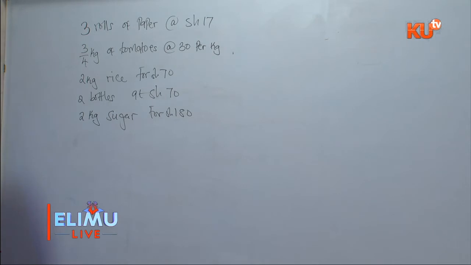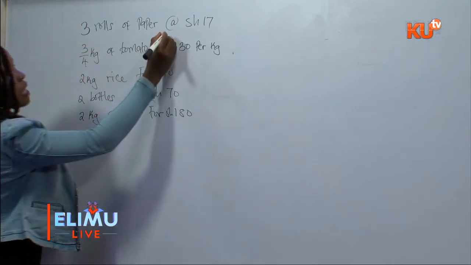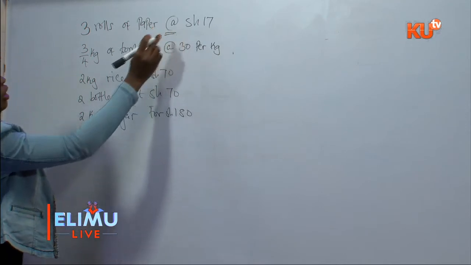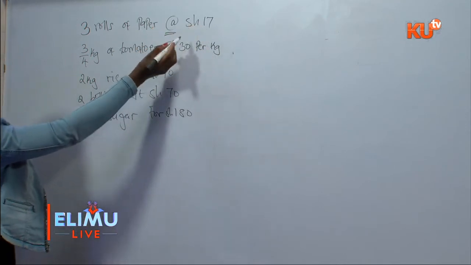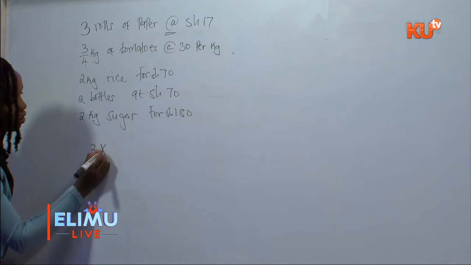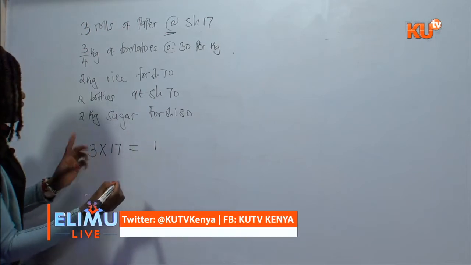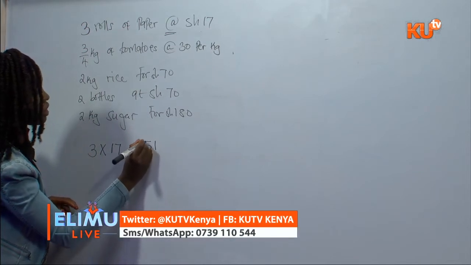So we look at the first thing, 3 rolls of paper at 17 shillings. This at here means each roll costed 17 shillings. So we take 17 times 3. The number of rolls, there were 3, times the cost of 1 roll. We get 21 carry 2, 51 shillings.